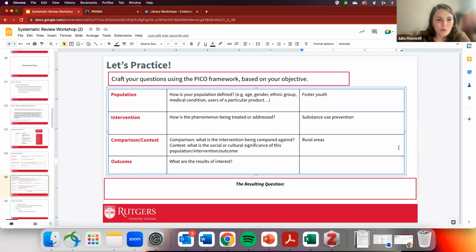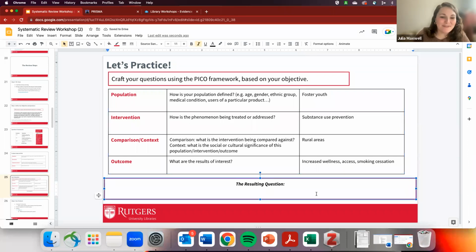Maybe smoking cessation, increased wellness. I like that. Access to interventions. Oh yeah, that would be cool. Yeah, we have a bunch. A lot of different outcomes. Three different reviews you could write on this topic.